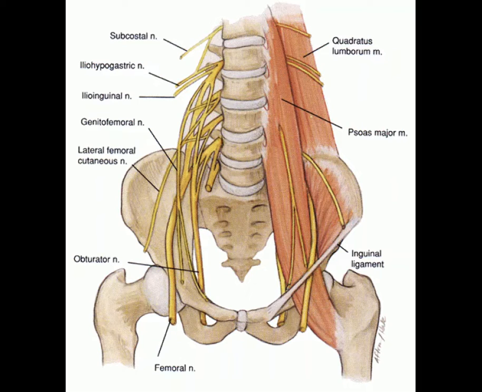All right, finally, when we're looking at the neural innervation for all the hip flexors, so those with a line of pull anterior to the hip joint, they are all the femoral nerve. So we have the psoas major, iliacus, sartorius, rectus femoris, all innervated by the femoral nerve.